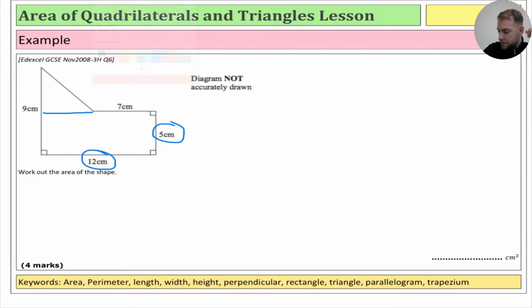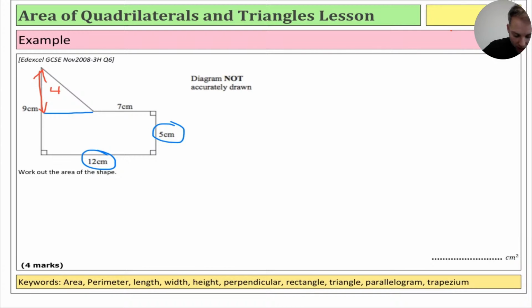So with this one, we've split it up so you've got the rectangle and you've got the triangle. Now, you need to know what the base and the height of that triangle is. If this full length here is 9, and this length here is 5, it means that the height of that triangle must be equal to 4, because 9 all the way up, take away the 5, is equal to 4.